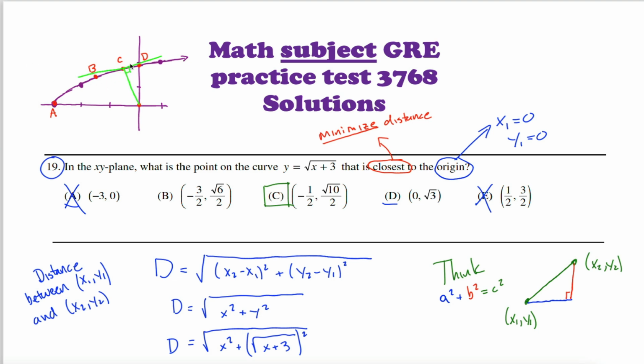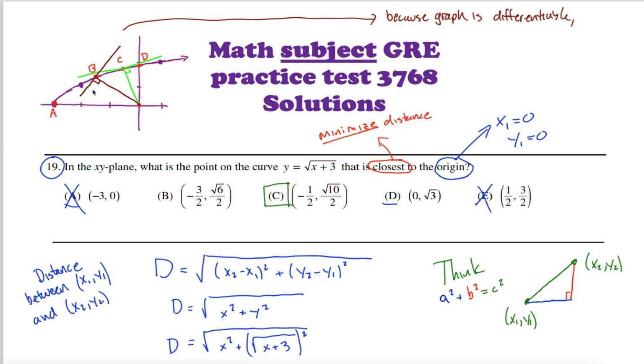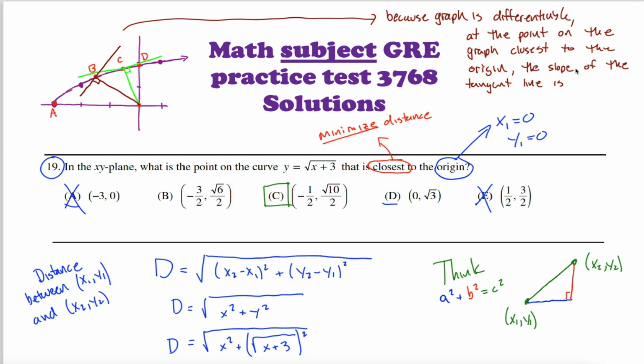And if you draw these lines in light green, it looks a lot more perpendicular than if you draw a line connecting B to the origin, because the line perpendicular here would look something like this, and that's nowhere near the tangent line to the graph in purple at this point. The point that I'm trying to make is that because this graph here is differentiable, at the point on the graph closest to the origin, in other words, the answer to the question, the slope of the tangent line is perpendicular to the line segment connecting that point to the origin. As I write that down, I see it's kind of a mouthful, but maybe a picture will clear things up.